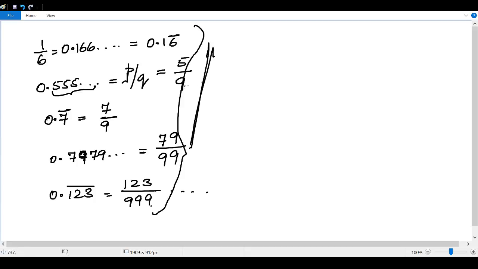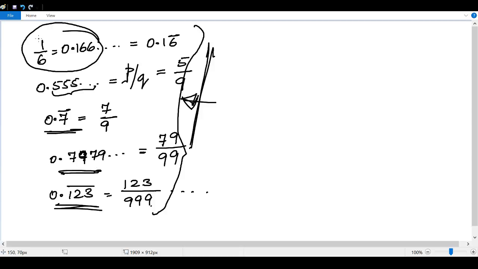This is when I am having a pure recurring number. So there is a pure recurring number, there's a pure recurring number, there's a pure recurring number. This is not a pure recurring number. This is a mixed recurring number, because after the decimal point there are certain digits which are not repeating and the rest of the digits are repeating.